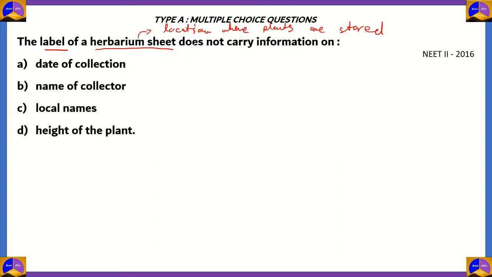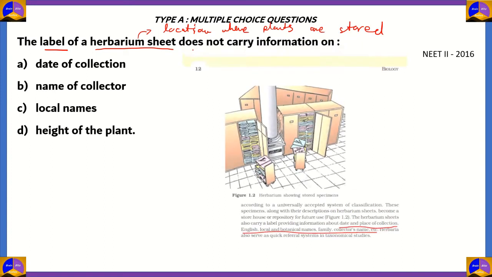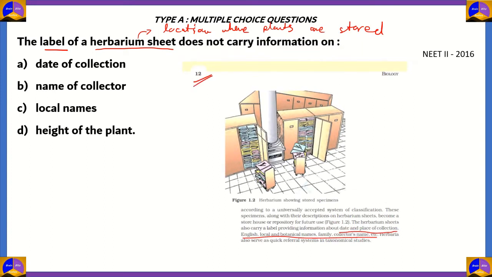Now, if you were to look at the NCERT textbook, page number 12, you can see that the herbarium sheets also carry a label providing information about date and place of collection, English, local, and botanical names, families, collector names, etc. They are also quick referral systems in order to study taxonomy. So date of collection has to be present because they need to know how old the specimen is.